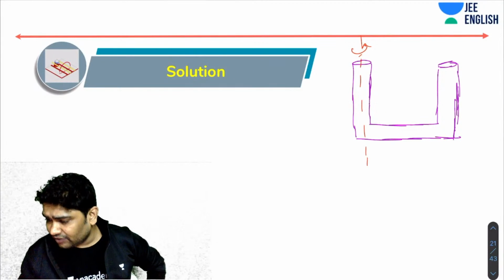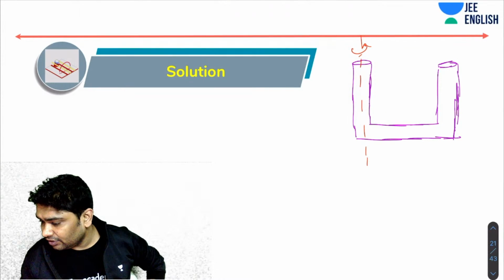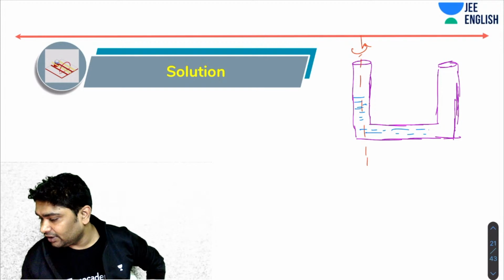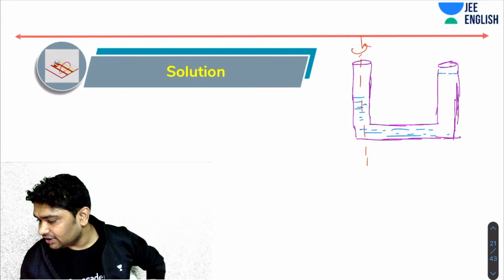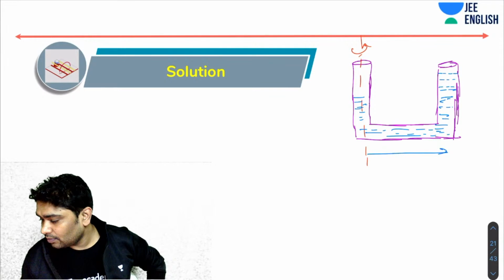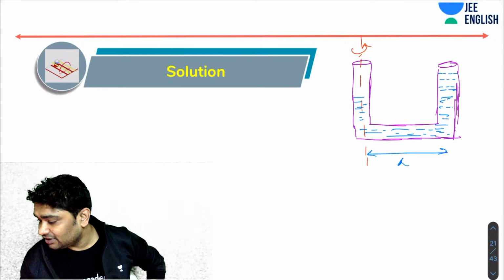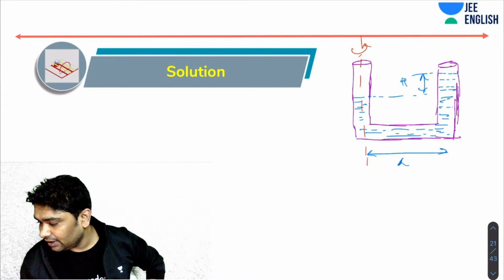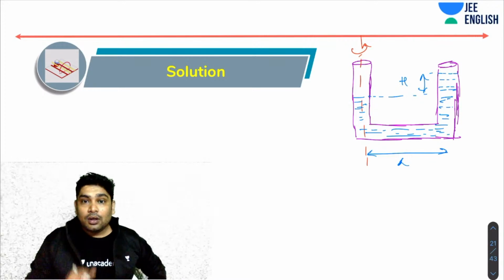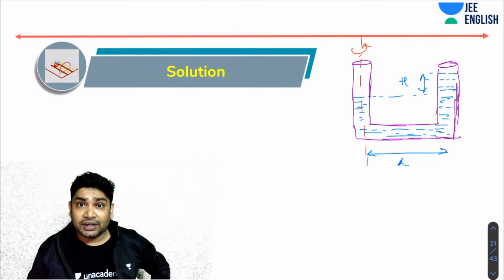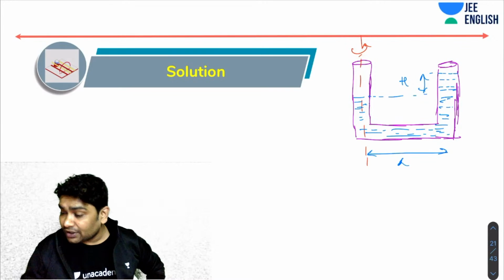So let's say this is the final situation. Finally, you have level of liquid here, and then you have liquid here, and then you have liquid which has risen up to here. Now you've been told that this length is L, and this difference in height is H. Right? This would have been given to you.